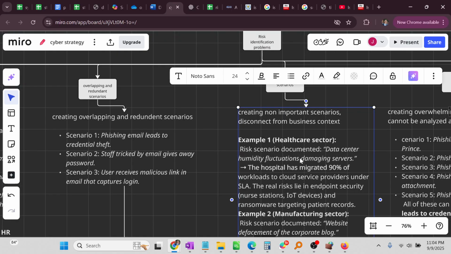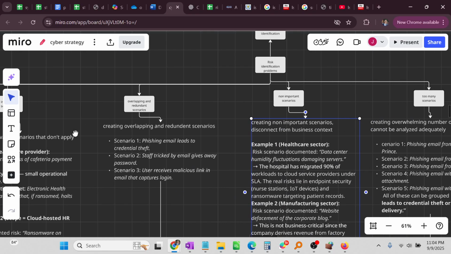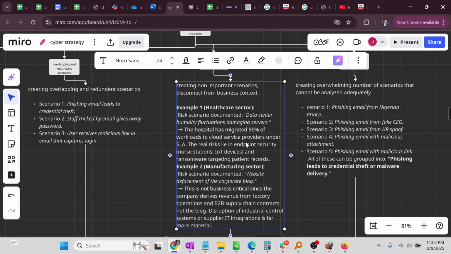Not important scenarios. I think it is also important from the irrelevant area. It is similar to the irrelevant scenarios. And here, the scenarios may be relevant, but they are just not important. Consider the example, data center humidity fluctuation damaging servers. Well, this is a possible event, but if the hospital has migrated 90% of the workloads to cloud service providers, you could focus on something better, something more important, instead of just saying data center humidity fluctuations. So you could focus on cloud where you have data migrated.